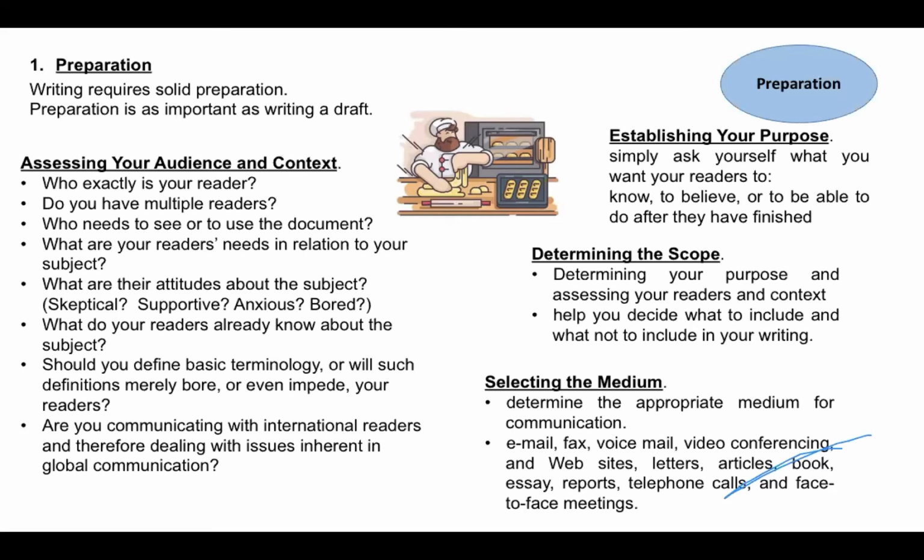Determining the scope. Determining the scope is completely based on the first two tasks. So if you decided the purpose, and if you assessed your audience and context, that means you are able to decide what to include and what not to include in your paper. And then you finish with selecting the medium, which is not a big problem for us because we don't have the choice. In most cases, usually we publish papers in journals and conferences.